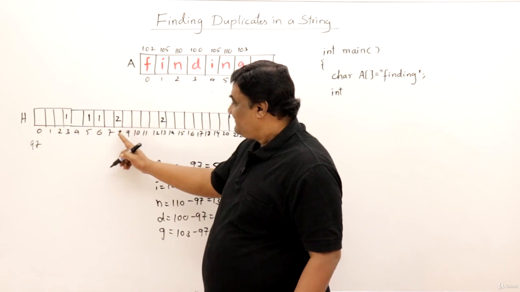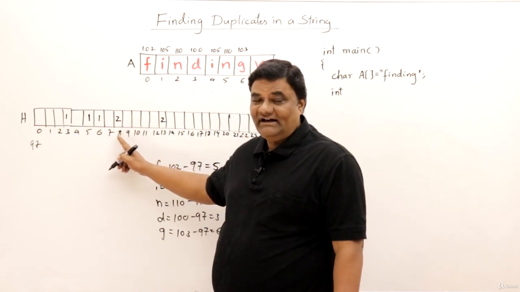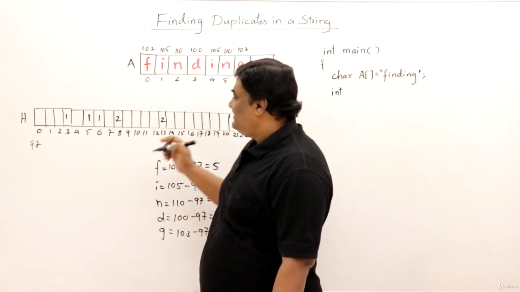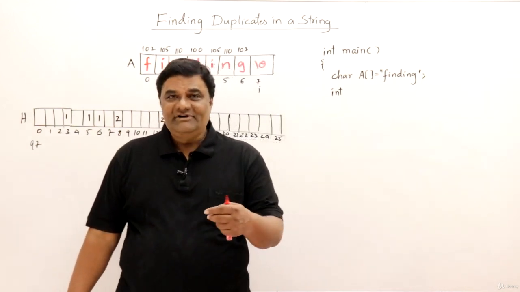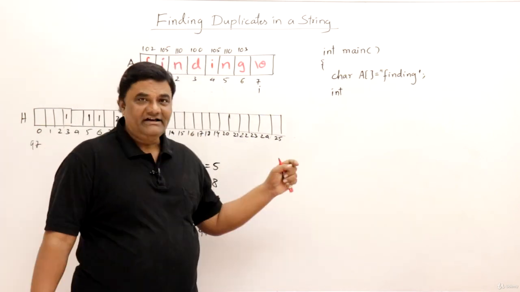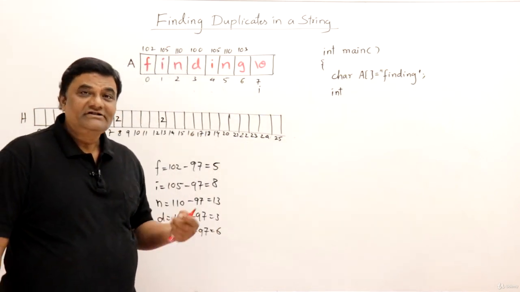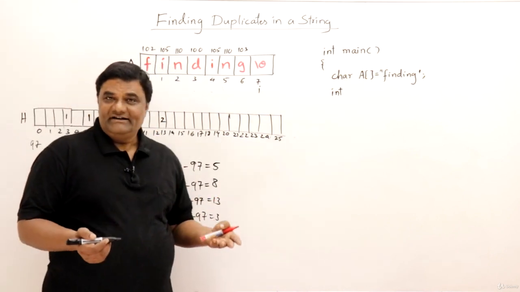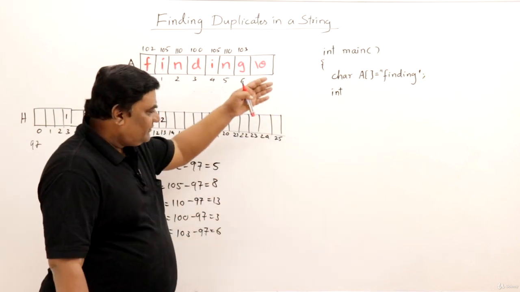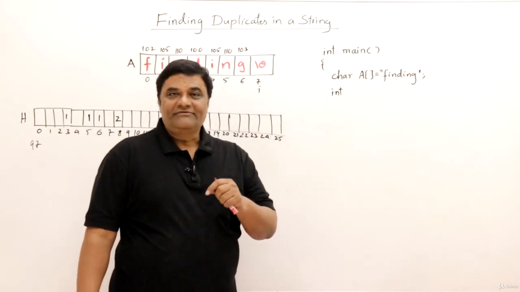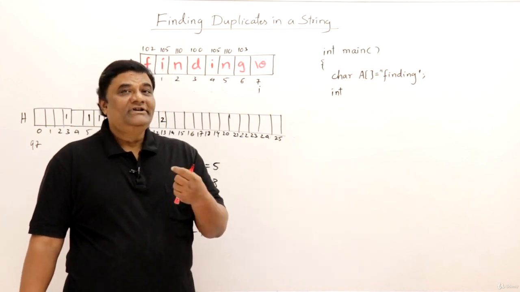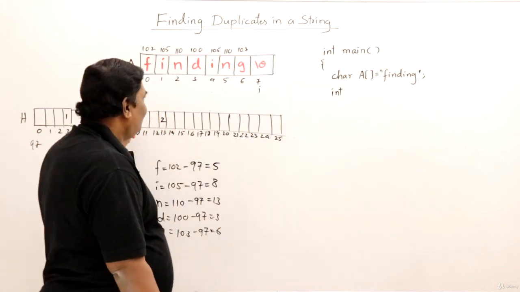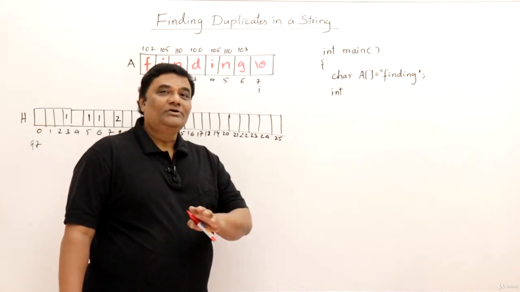If you want to know what this one is, add 97 to this. 97 plus 8, so this is 105, and 105 is I. That's how we can get back the alphabets, by adding 97 to the index in the hash table. Right? So this is how you can count. And if any number is more than 1, then there are duplicates. Alright? So let us write down a piece of code here to perform the same procedure and display only those alphabets which are appearing more than 1 time. Like I and N are appearing more than 1 time, let us display only those.